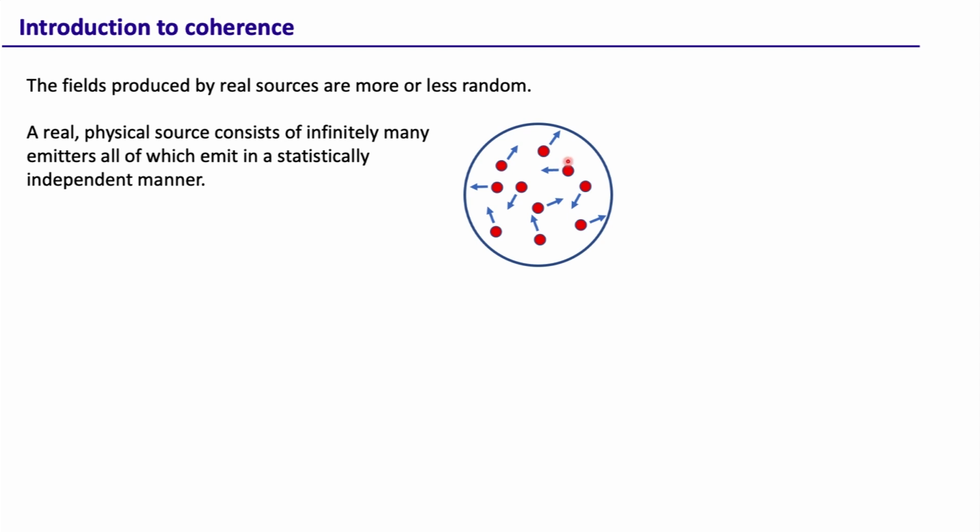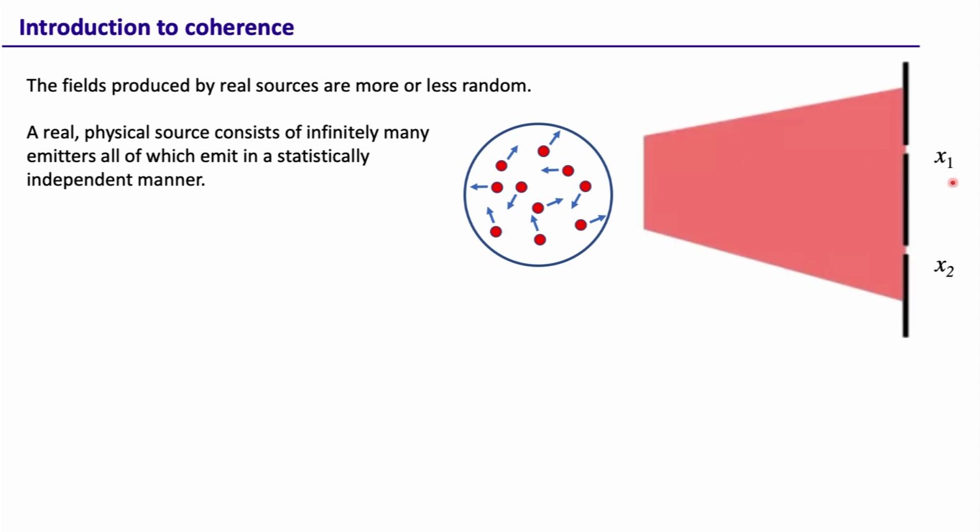When this atom emits versus when this atom emits, there is no correlation either in time or in the phases of the field that these atoms produce. So there's simply no correlation between the fields produced by these different atoms. As a result, if you look at the total field that is produced by the source, all these atoms together, and here we are talking about the Avogadro number of atoms in any realistic source, all of them emitting on their own and independently, then of course the fields at these points x1 and x2 will be only partially coherent. They cannot be fully coherent.